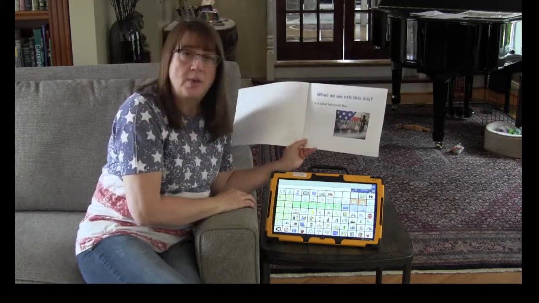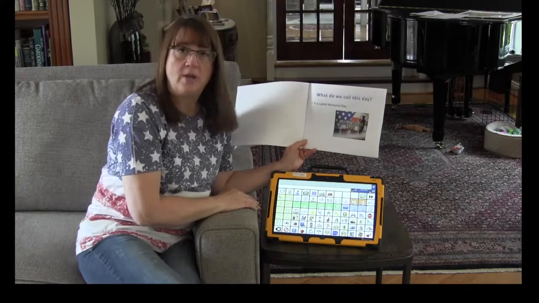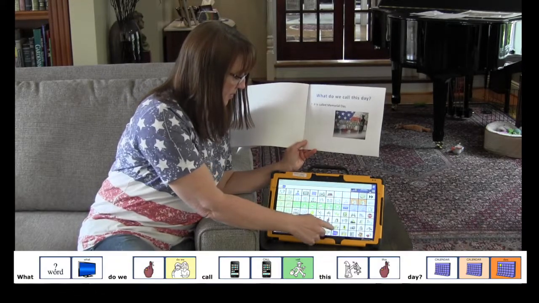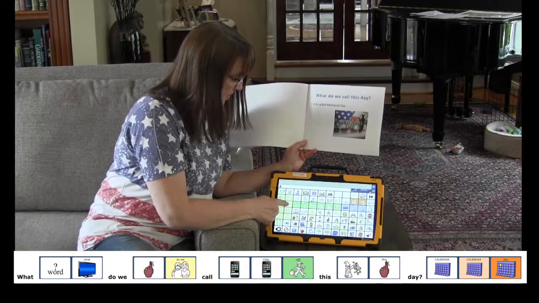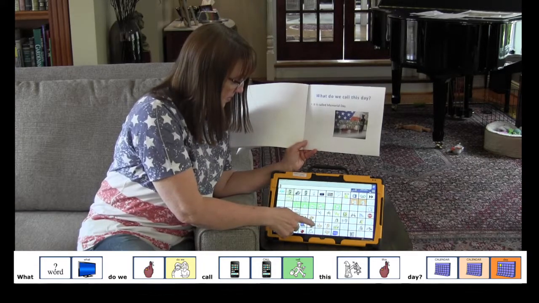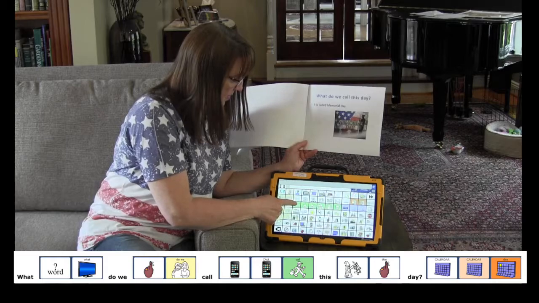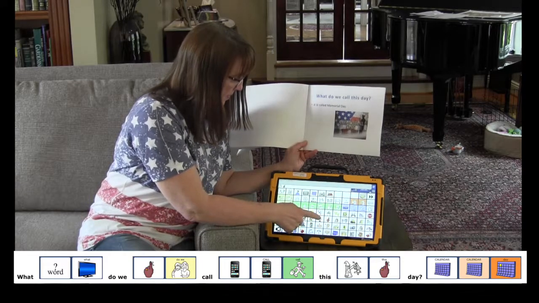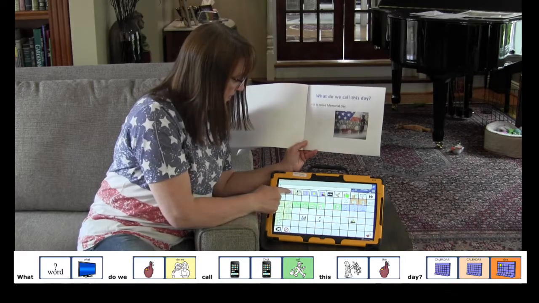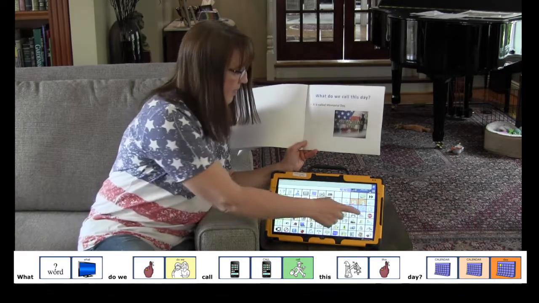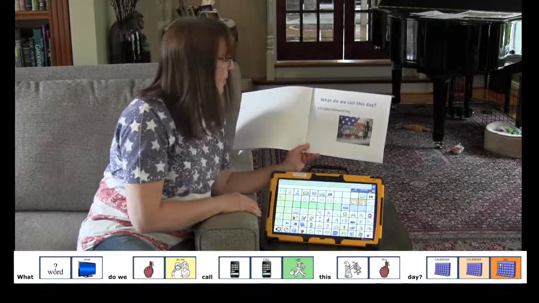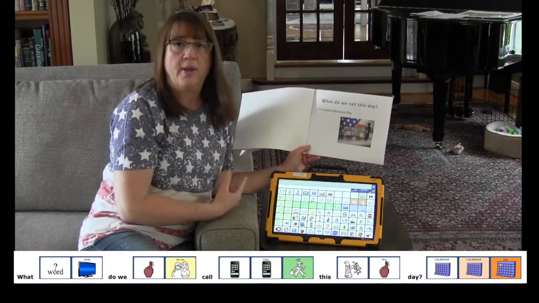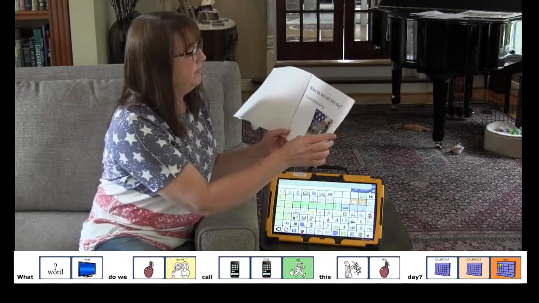And our last question is, what do we call this day? What do we call this day? And it's called Memorial Day. Memorial and remember are kind of related.